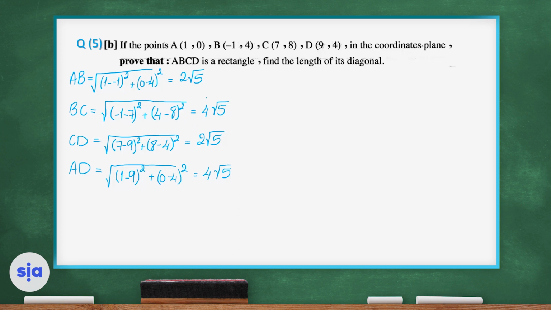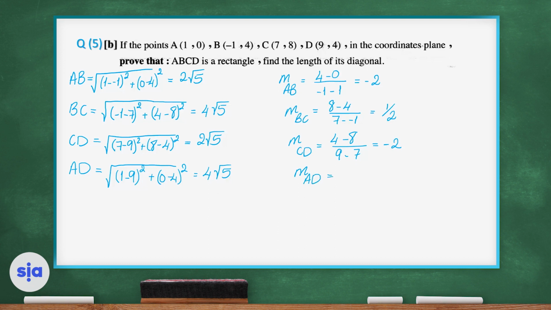Let's now find the slopes of the four sides. The slope of AB equals 4 minus 0 over negative 1 minus 1, which is equal to negative 2, where the slope of BC equals 8 minus 4 over 7 minus negative 1, that is half, and the slope of CD equals 4 minus 8 over 9 minus 7, which is equal to negative 2, where the slope of AD equals 4 minus 0 over 9 minus 1, and the result is half.